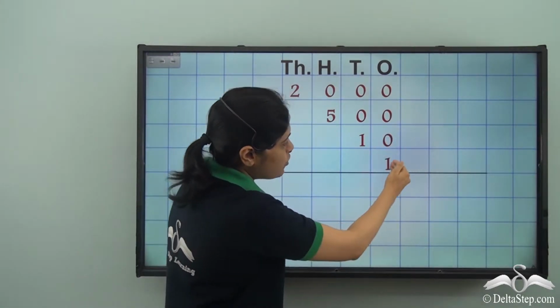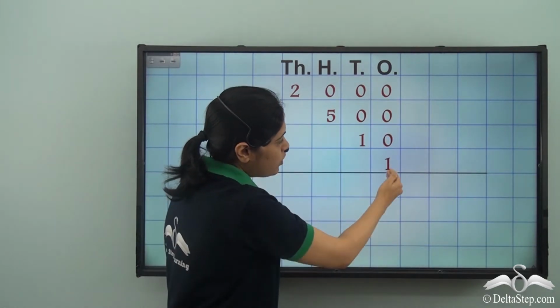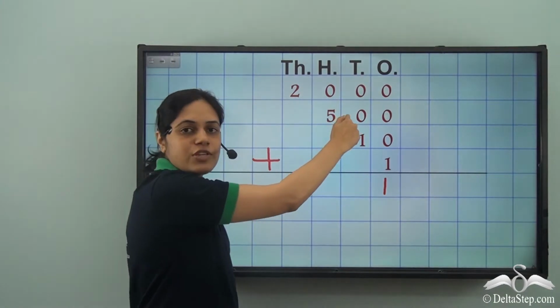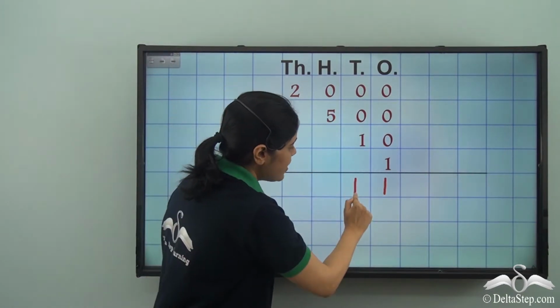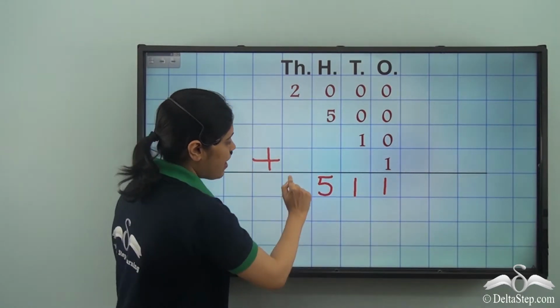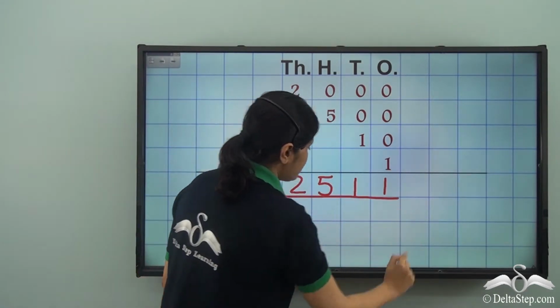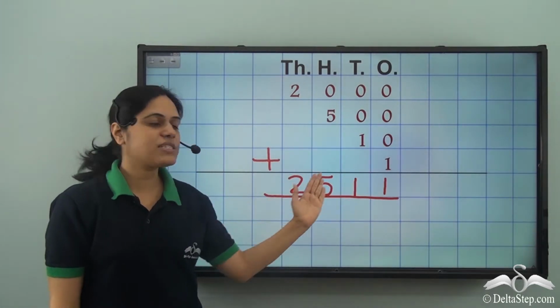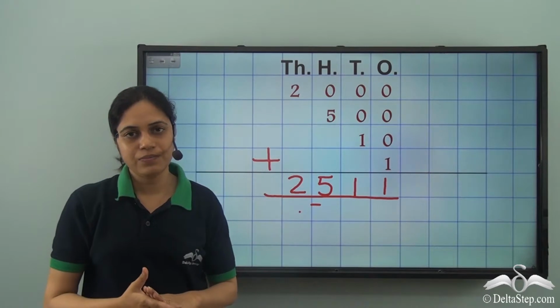0, 0, 0, 0, 1. So I need to add all this. I get a 1. I need to add 0 plus 0 is 0. 0 plus 1 is 1. 0 plus 5 is 5. And I have a 2 here. So this is my number 2511. So this is the expanded form of 2511.